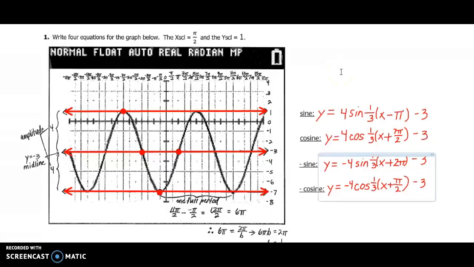I hope this helps, and there are 3 more questions on this worksheet where you're asked to do the same thing for a different graph.